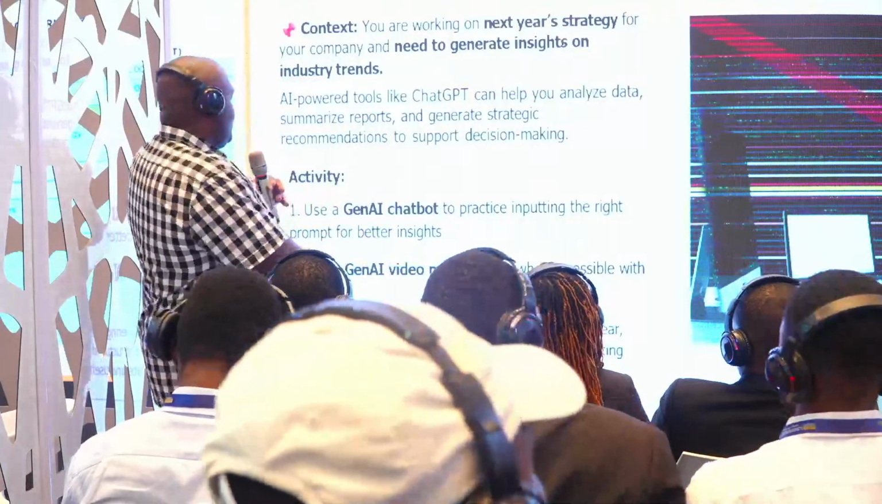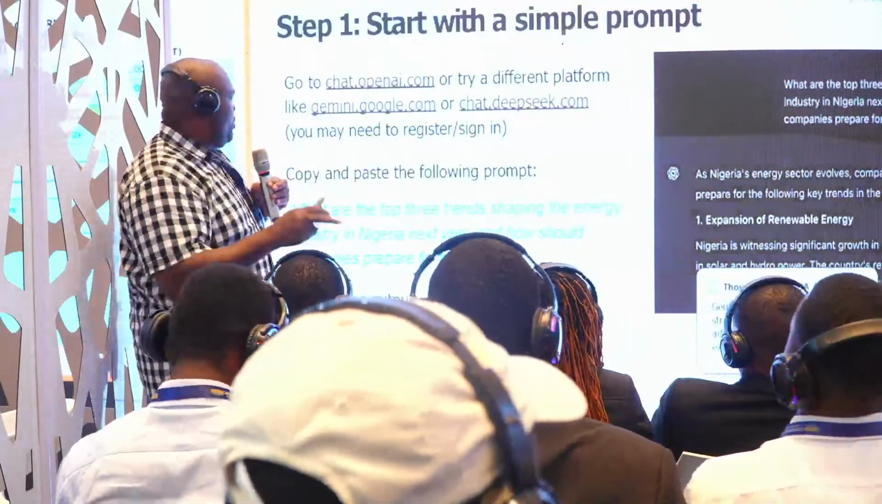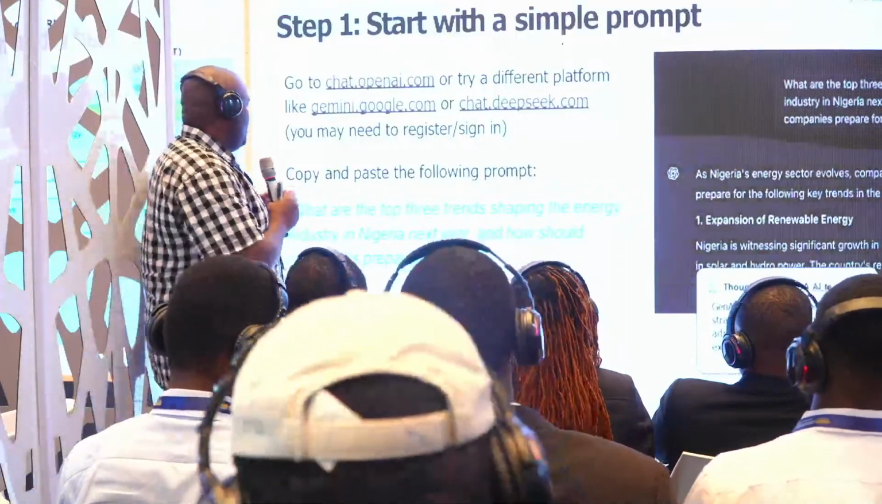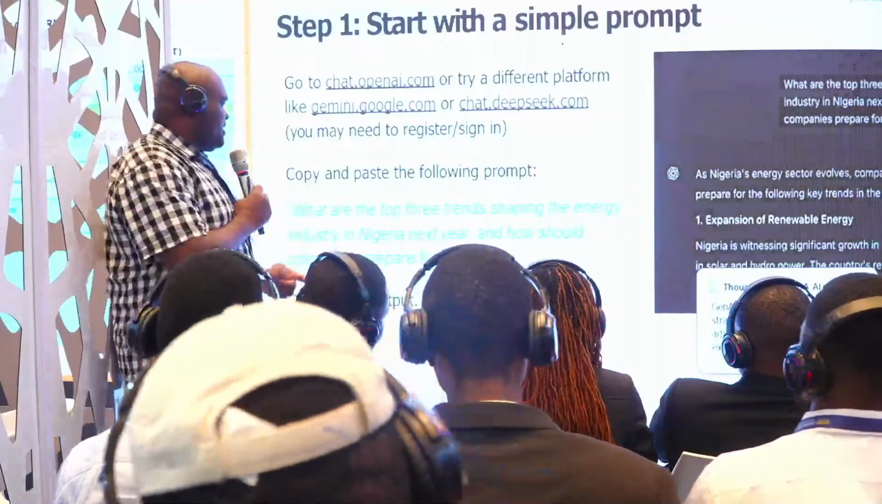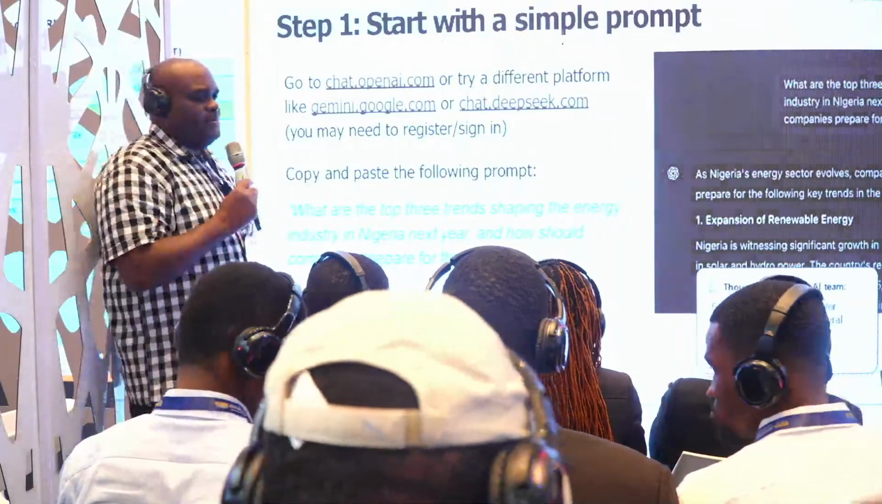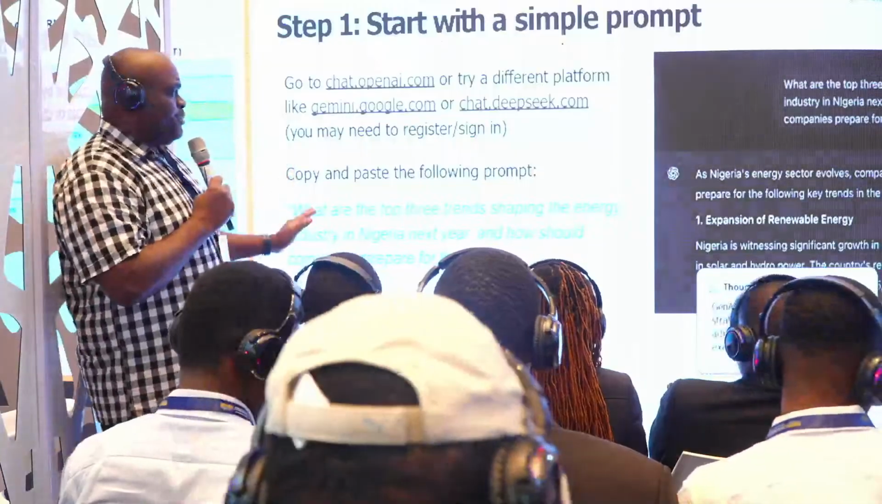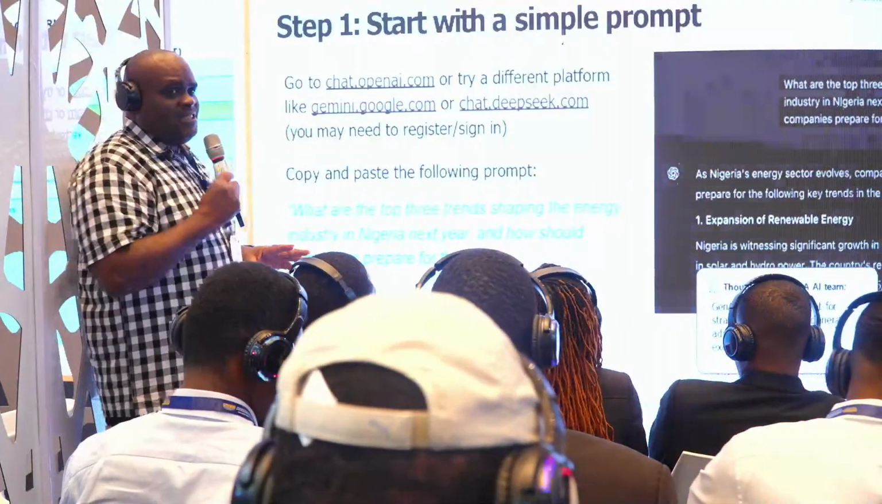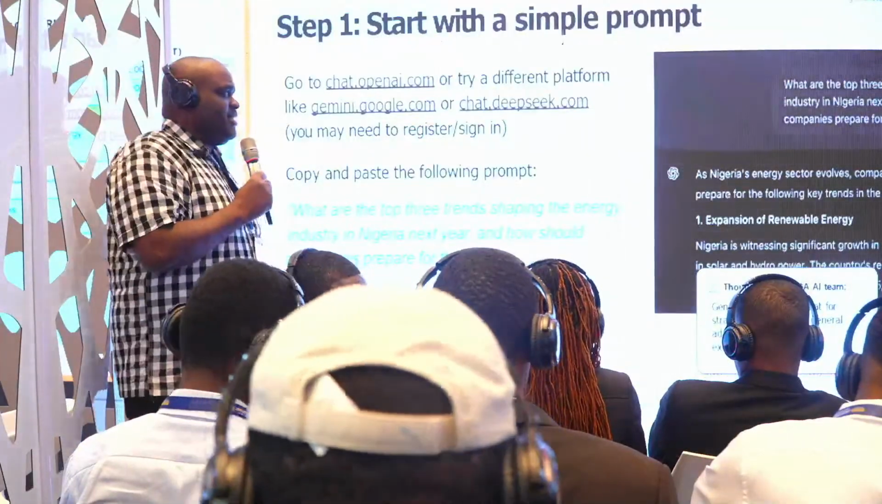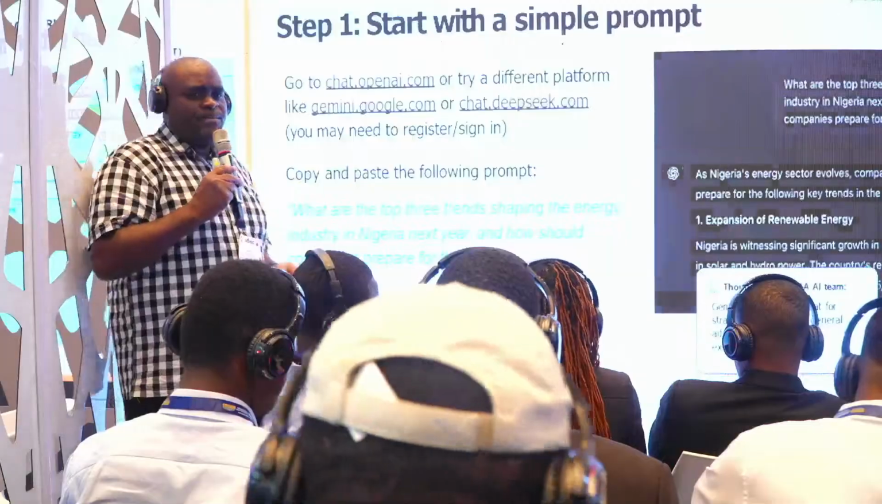So now let's get to the practical. Open your ChatGPT or Gemini and type this: What are the top 3 trends shaping the energy industry in Nigeria next year? And how should companies prepare for them? Okay, so that is the first prompt. You can just type into the ChatGPT prompt: What are the top 3 trends shaping the energy industry in Nigeria next year? And how should companies prepare for them?